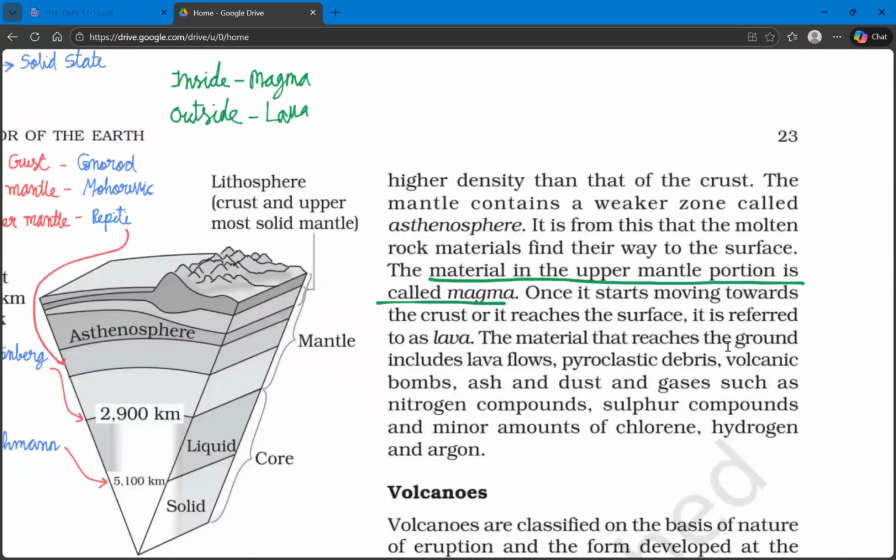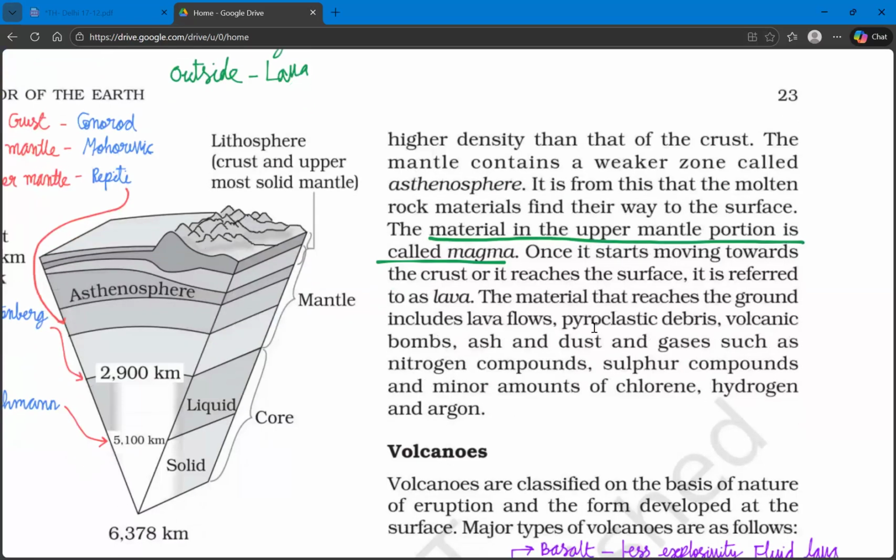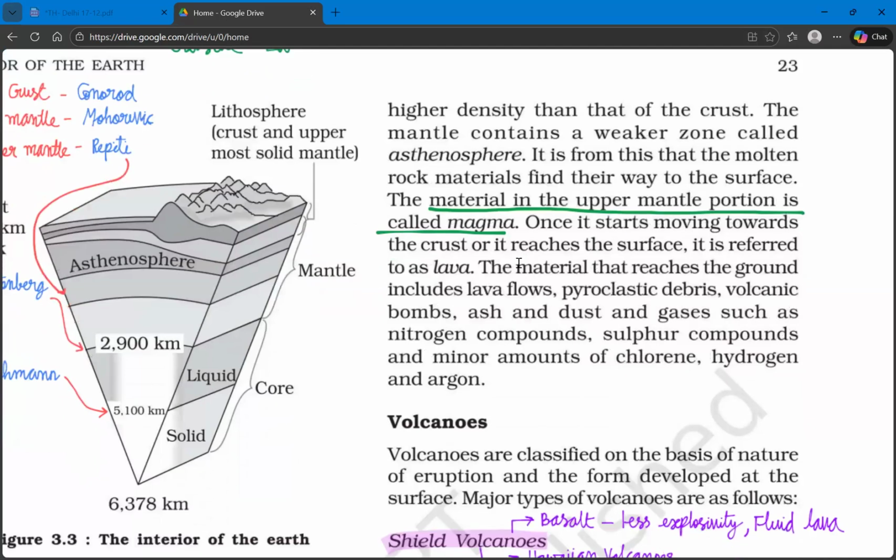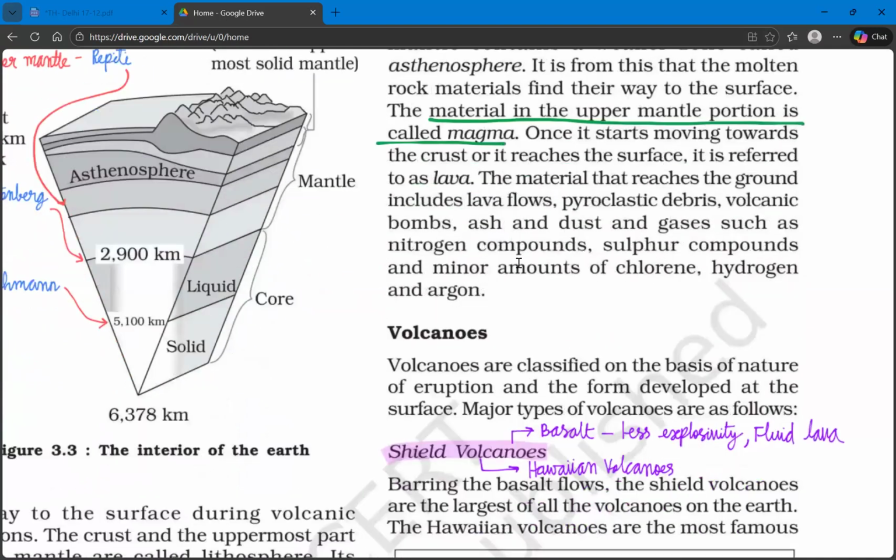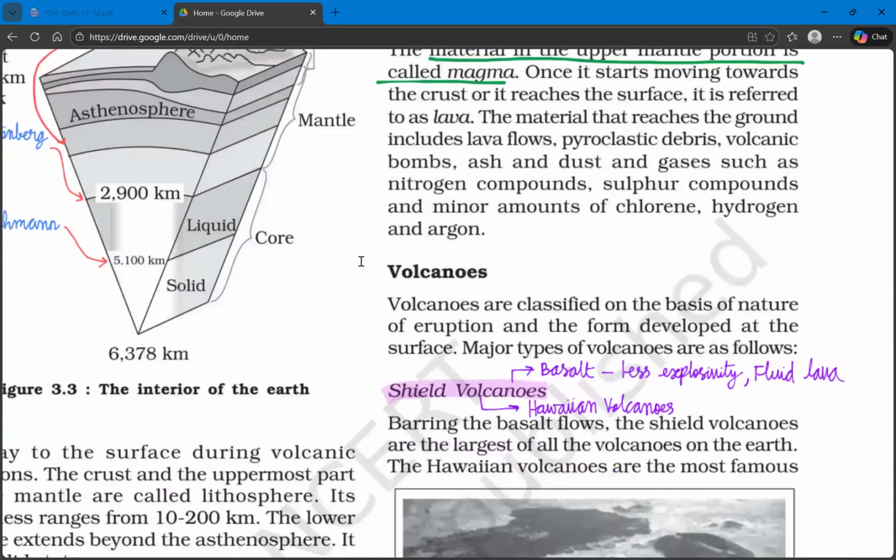The material that reaches the ground includes lava flows, pyroclastic debris, volcanic bombs, ash and dust, and gases such as nitrogen compounds, sulfur compounds, and minor amounts of chlorine, hydrogen, and argon. So these are the materials besides lava that come out and reach the surface of the earth when a volcano erupts. So this is the basic explanation of volcano.